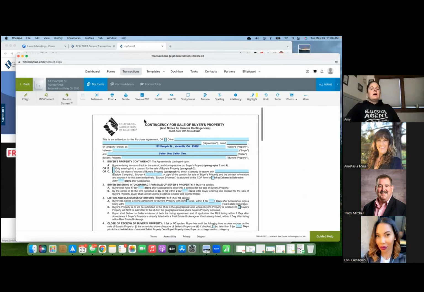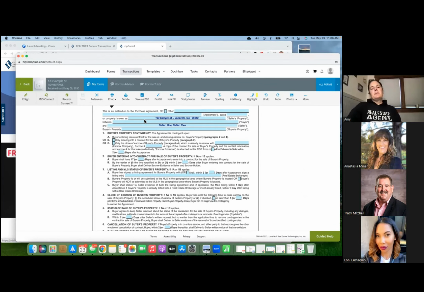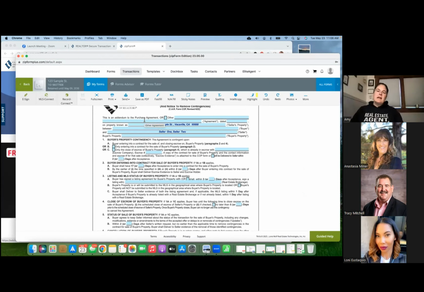All right. On the contingency for sale of the buyer's property, you would use this form anytime the purchase of a property is contingent on the buyer selling another piece of property. It may mean that for qualification purposes, they can't qualify with both properties. It may be that they need the funds from one sale for the down payment. Or it could just be that they're not comfortable carrying two payments at once.